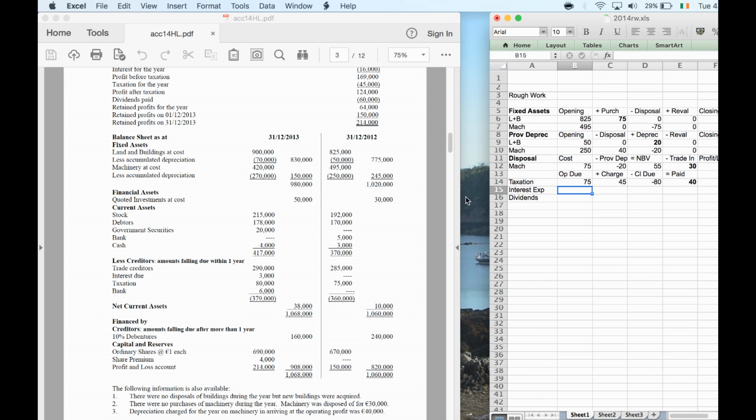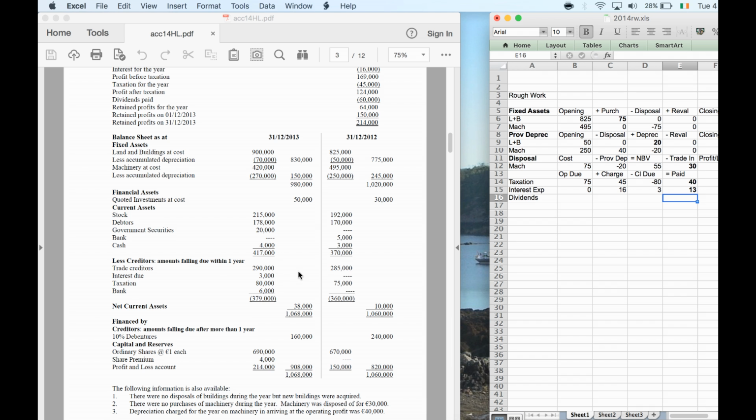Interest expense, something similar. Do we owe interest? We owed no interest at the beginning, and at the end we owe 3 grand interest. So we should be able to work out our interest charge. We're told up here the interest is 16 grand. So that means we owed nothing, we were charged an extra 16, so we should have paid a total of 16. We still owe 3, so therefore we paid 13.